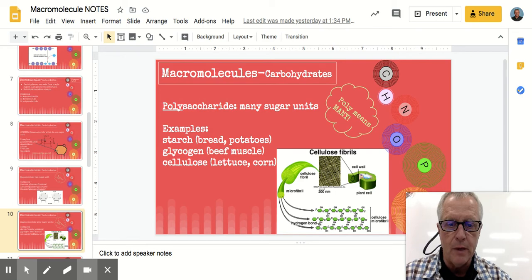For example, if we get to a polysaccharide such as starch, as I was mentioning, potatoes are a source of starch. Really what that means is that there are simple monomer sugars that have bonded together to form long chains of sugars, which we would call polysaccharides.